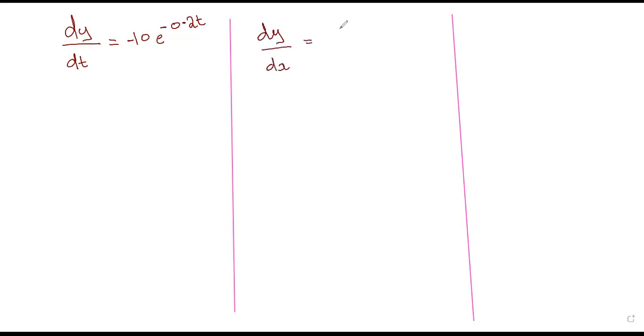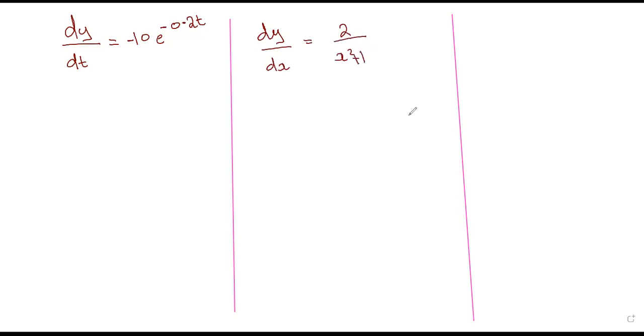Okay. So the very first type is dy by dt equals minus 10 e to the minus 0.2t. And the second one is dy by dx equals 2 over x square plus 1.